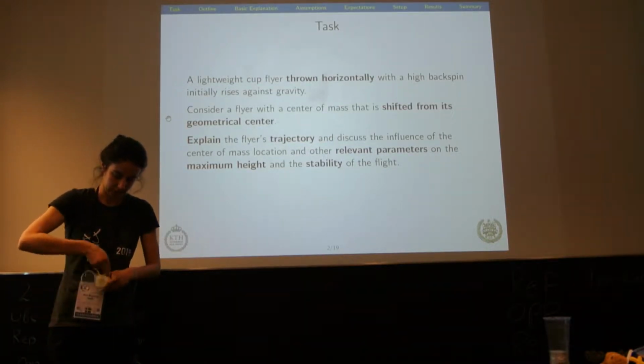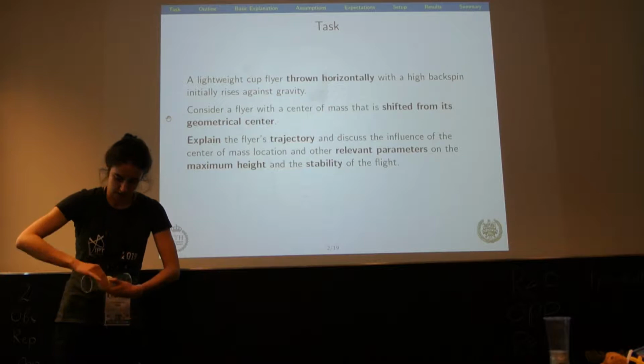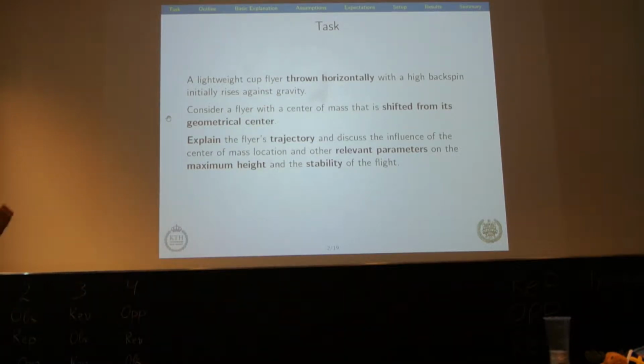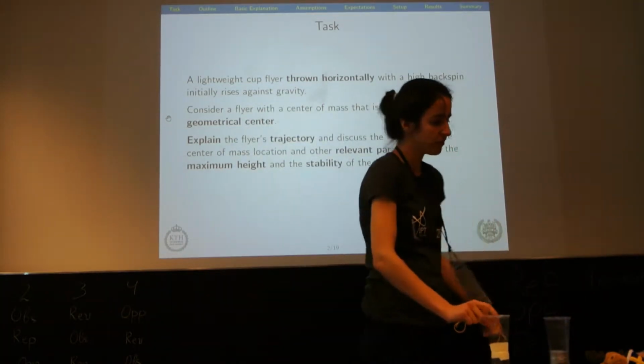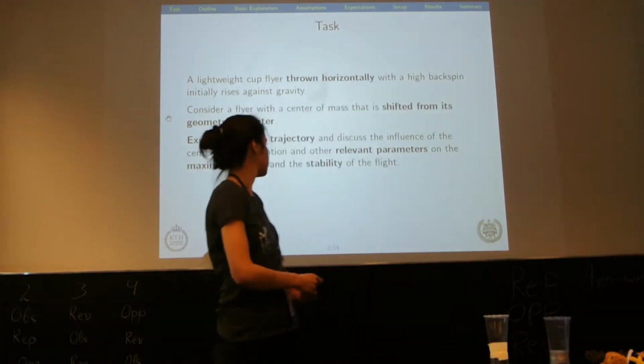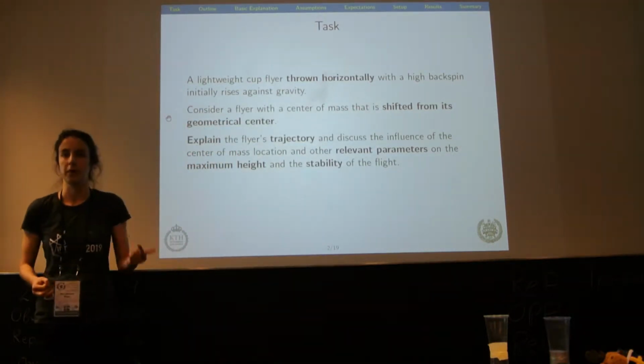So I will show you quickly a live demonstration of how this should look. Okay, not a very nice one in that case. But explain the flyer's trajectory and discuss the influence of the center of mass location and other relevant parameters on the maximum height and the stability.